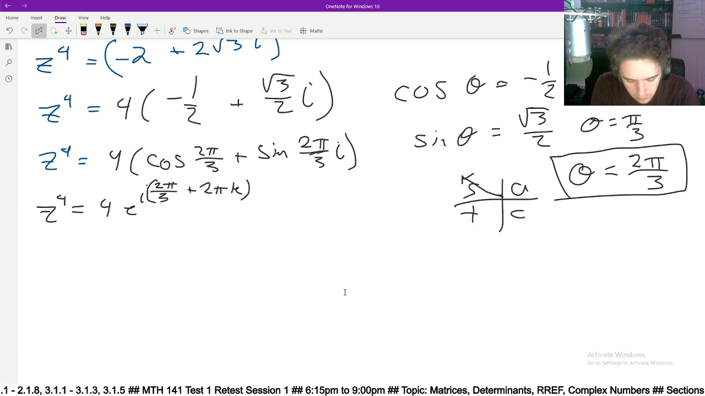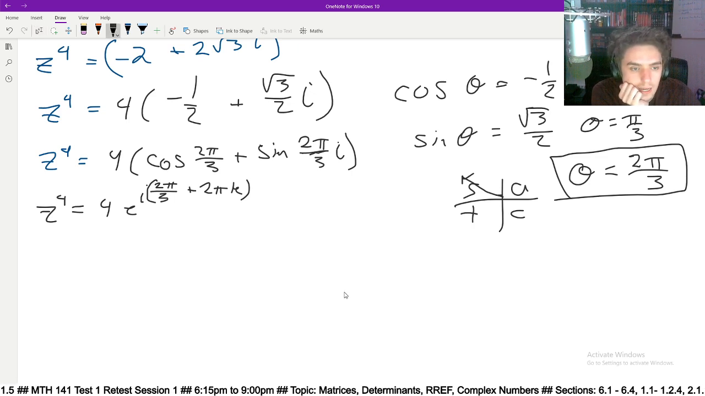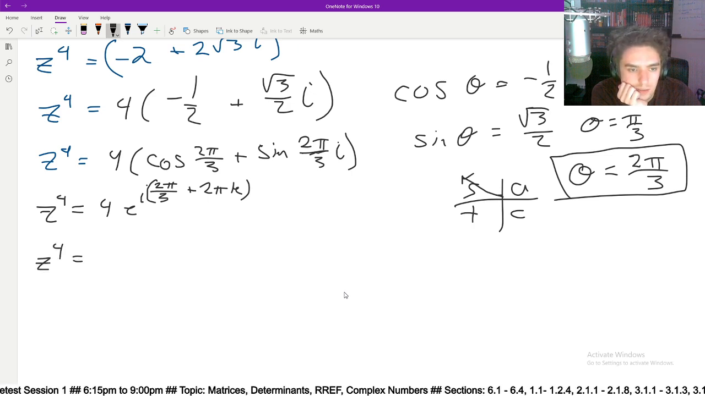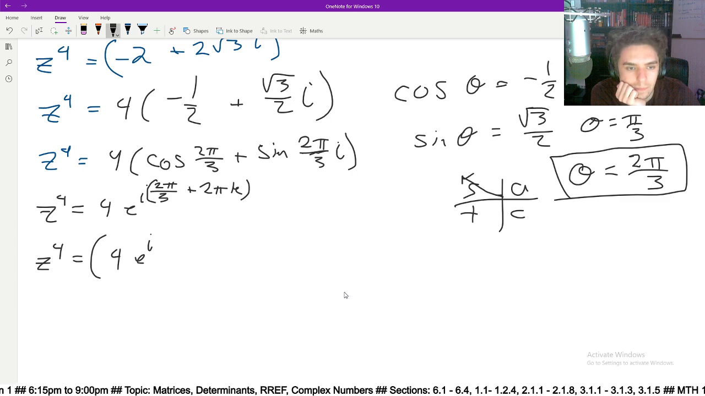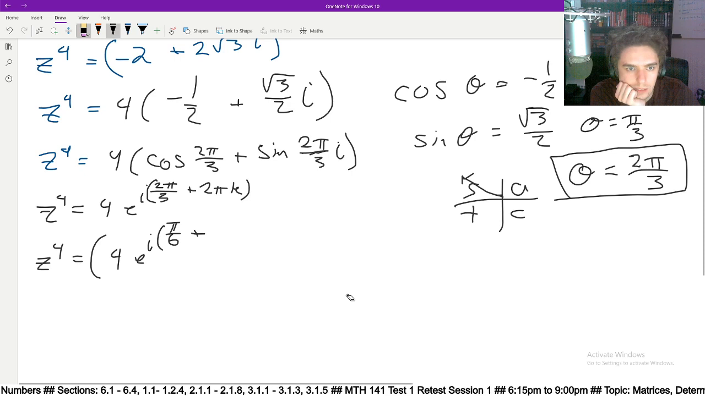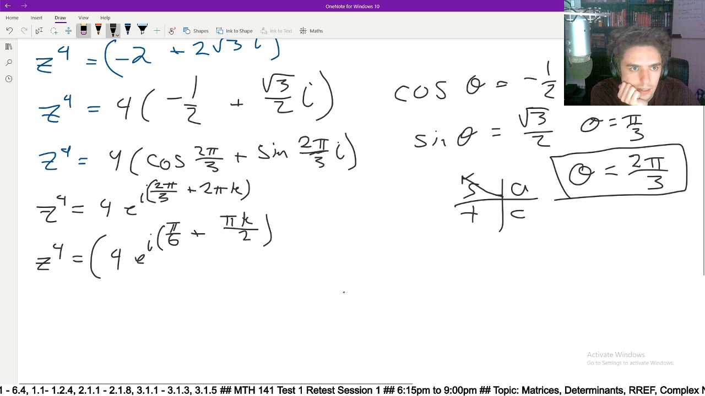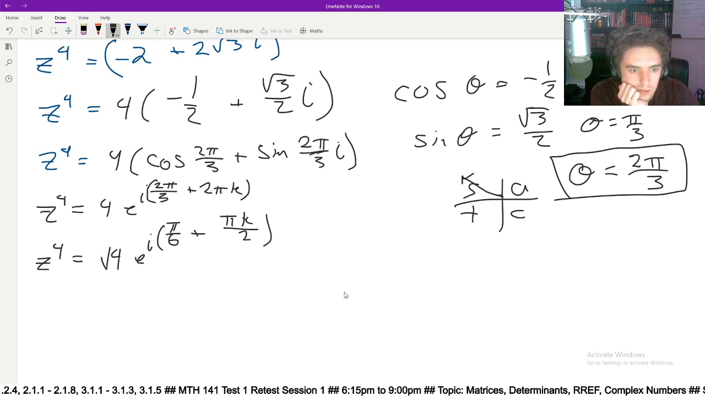So now we're looking for fourth roots. To do that, we're going to take the fourth root of both sides, right? So it's going to be the fourth root of 4 e to the i, now this is going to be pi over 3, no, pi over 6, plus pi k over 2. Oh, and I didn't do the fourth root of this, so the fourth root of that.